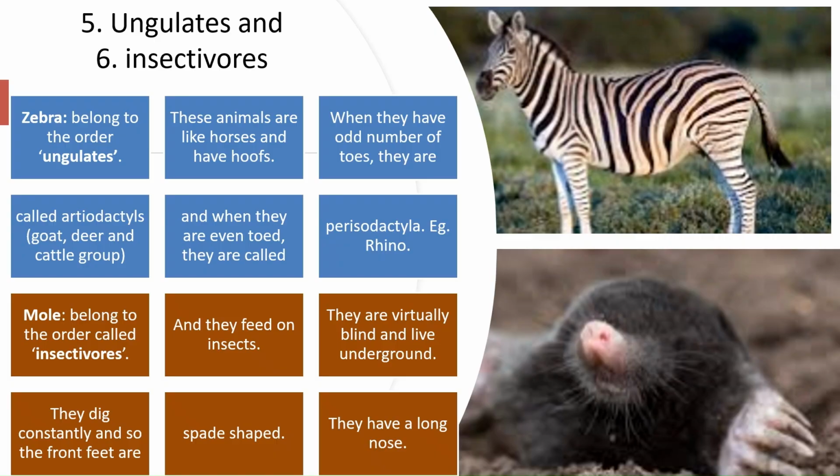Mole belongs to the order called insectivores and they feed on insects. They are virtually blind and live underground. They dig constantly and so the front feet are spade-shaped. They have a long nose.